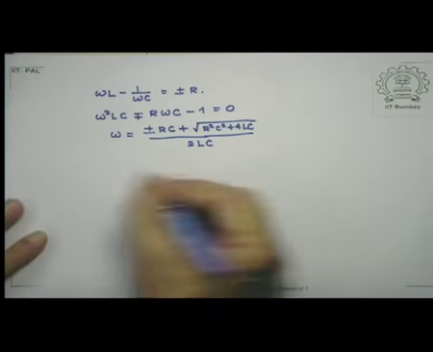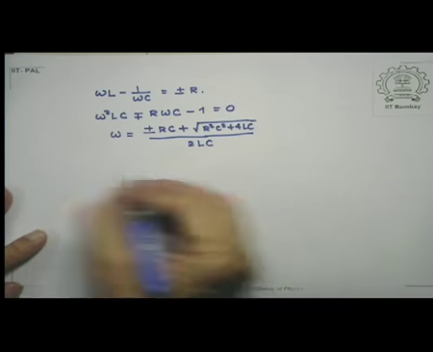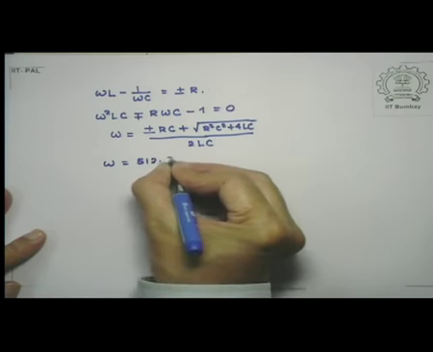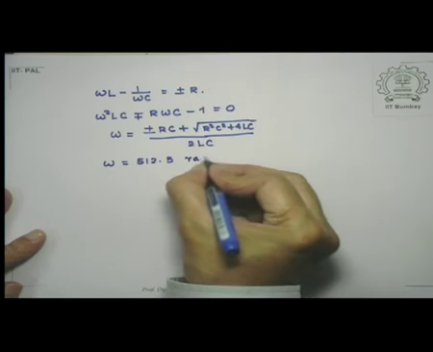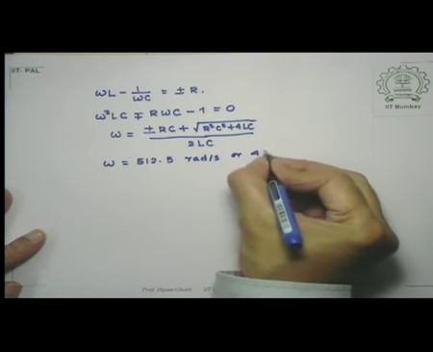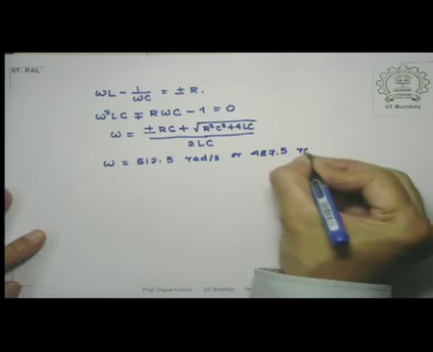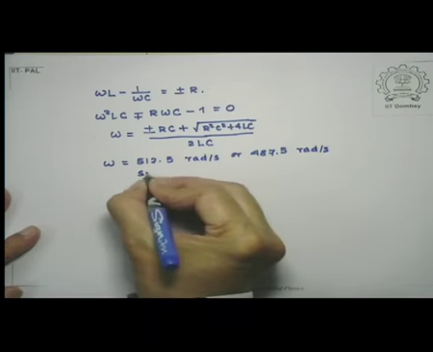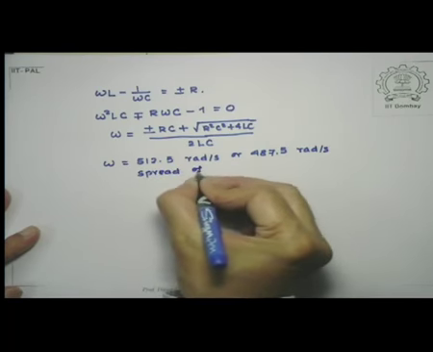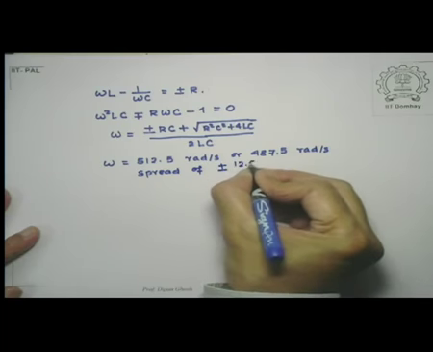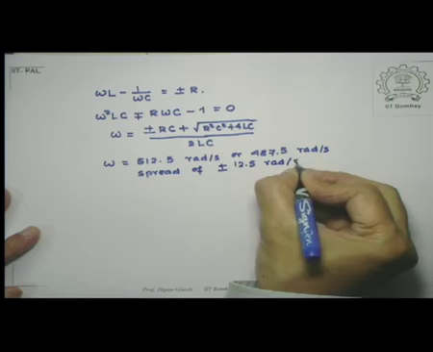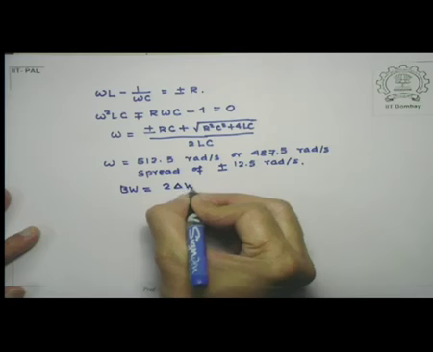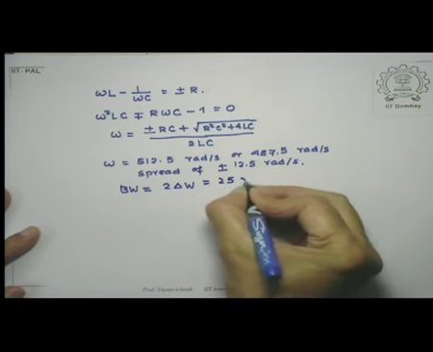So if you solve this by substituting these values, you get omega to be either 512.5 radian per second or 487.5 radian per second, which is a spread of plus or minus 12.5 radians per second on either side of the resonance, so that my bandwidth, which is simply equal to 2 times delta omega, that's equal to 25 radians per second.